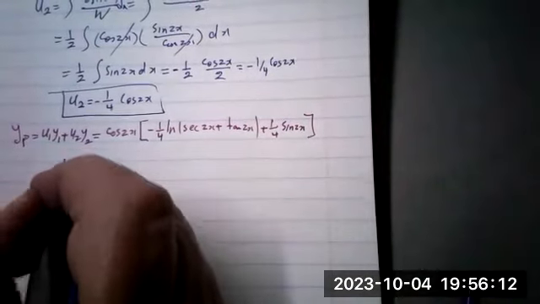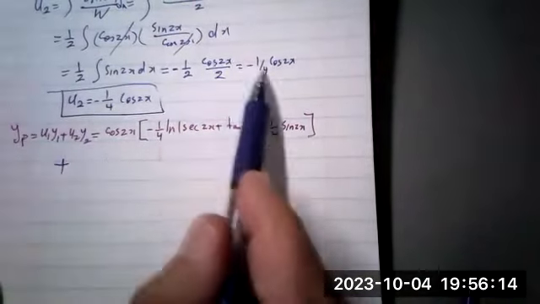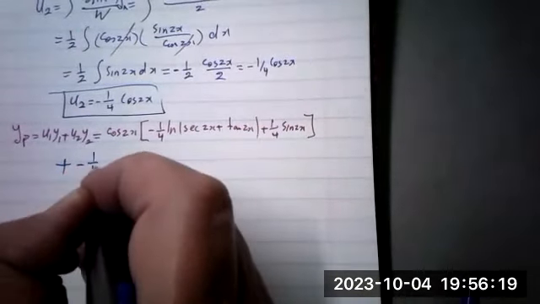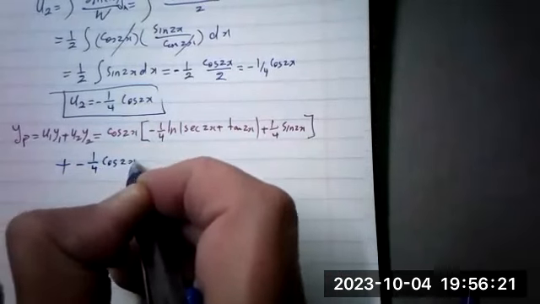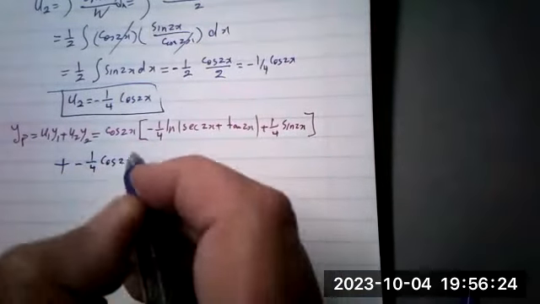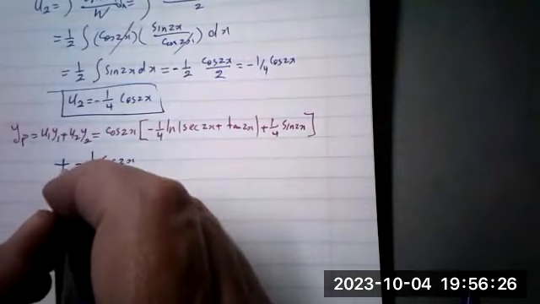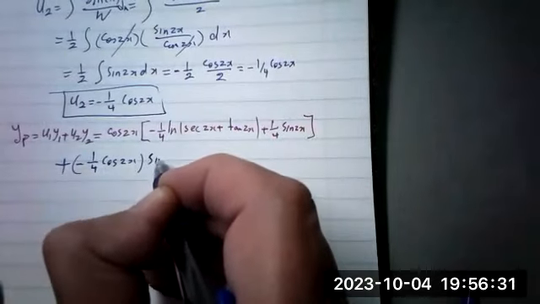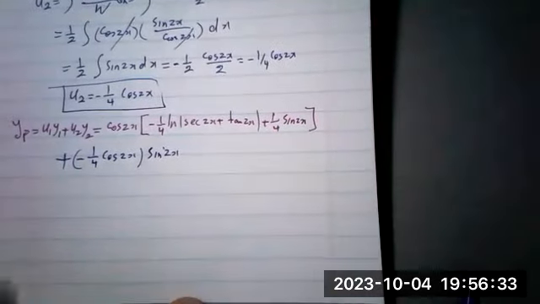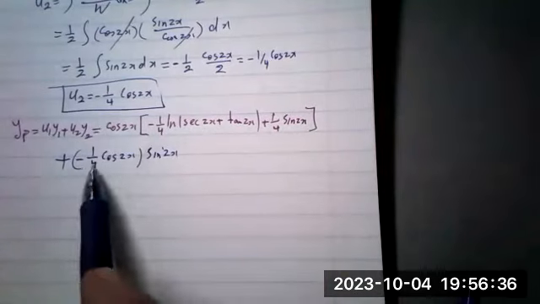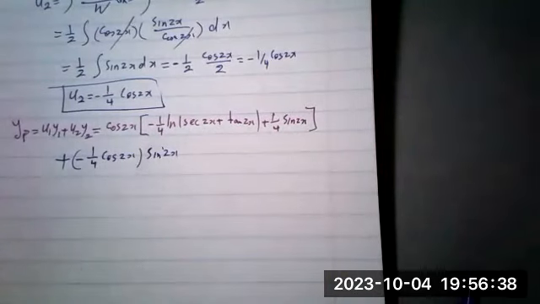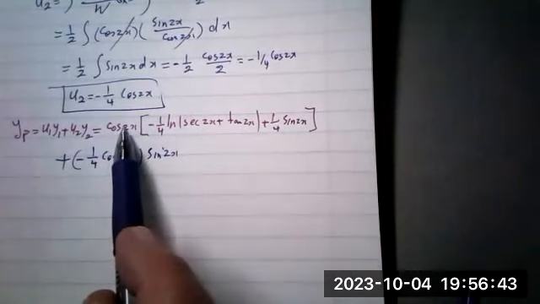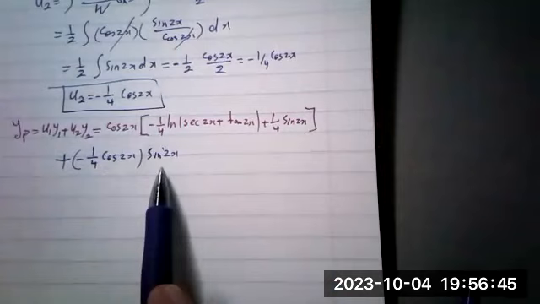Plus u2. And that is the u2, negative quarter of the cosine of the 2x times y2. What's y2? It's going to be sine of 2x. Okay? So if you multiply these two, the middle one would cancel out. If you multiply inside, that gives a quarter of the sine of the 2x cosine of the 2x, and you get a negative quarter over here.